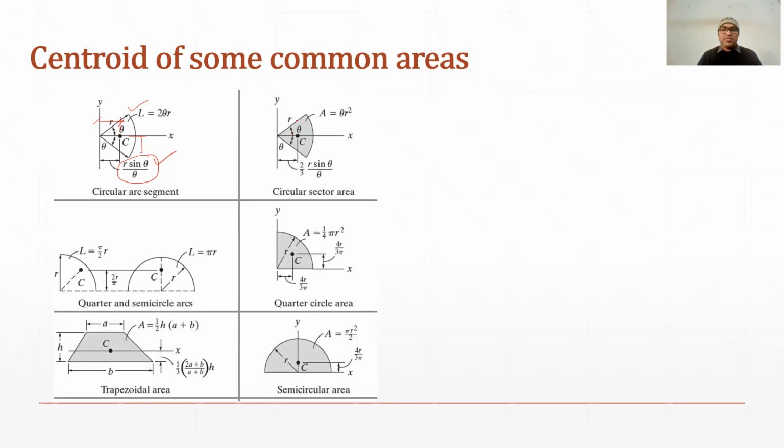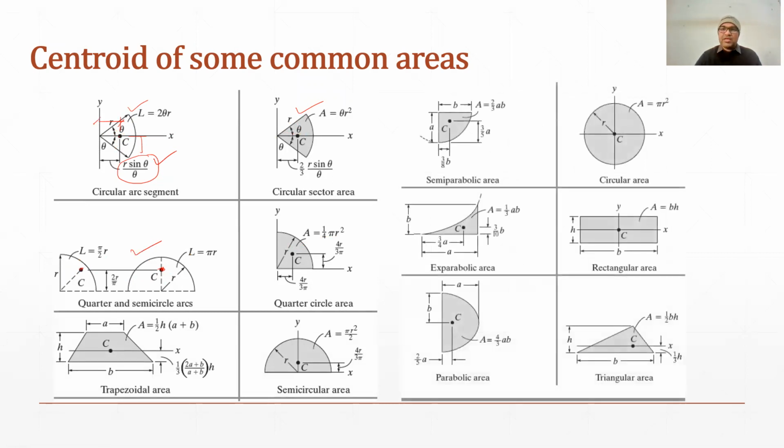Similarly, in this case, also circular sector area. Similarly, for quarter and semicircle arcs, so that is the centroid. So its values, its coordinates are already given here. So you can check them for your reference. Similarly, we have some more areas, semi-parabolic area. This is the CG or centroid, and the coordinates are also having the value. Similarly, in case of circle, it will be the center.